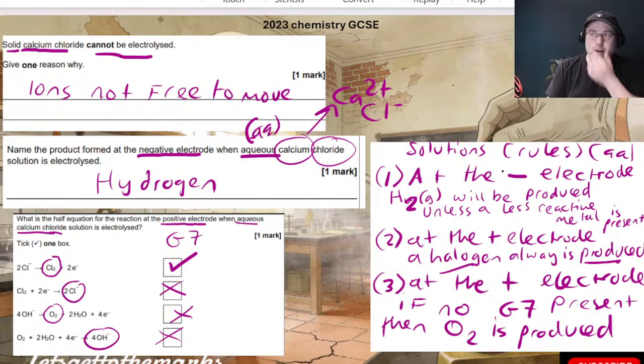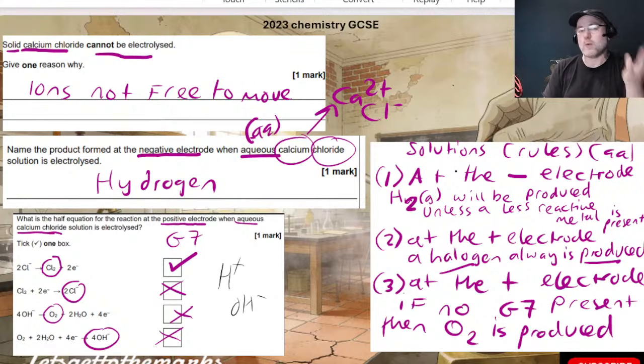The rules are solution rules, not molten rules. In solutions, you have H plus and OH minus ions, and that means we don't always get the things we think coming off. So at the negative electrode, it's going to be hydrogen unless copper is present. At the positive electrode, it's always going to be a halogen if a group 7 element or ion is present. If there is no group 7 element or halide ion present, then we're going to get oxygen. Let's go back and see if we can apply those rules.